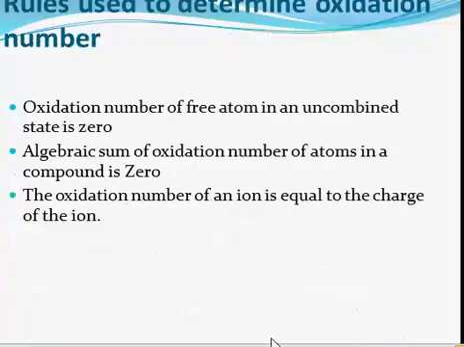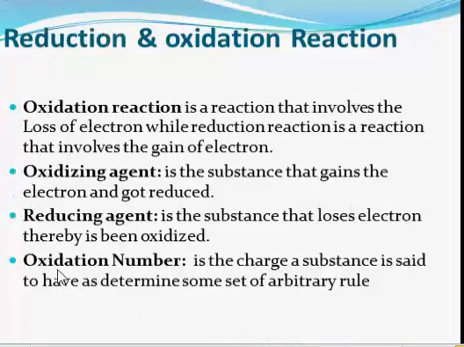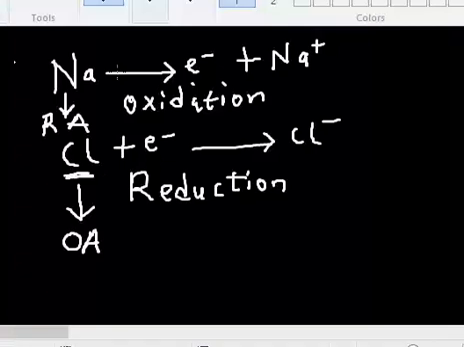That's a subtopic here. So look at oxidation number. Oxidation number is the charge a substance is said to have as determined by some set of arbitrary rules. Of course, for you to know which substance is oxidized and the one that is reduced, it's simply going to be an equation of this nature. How do I know what happened here?